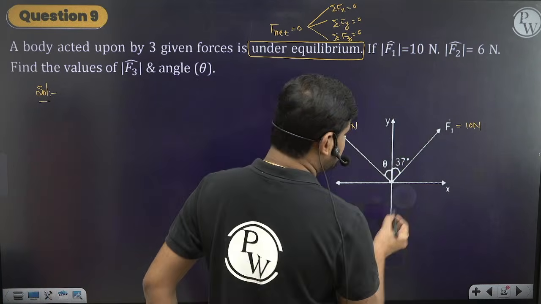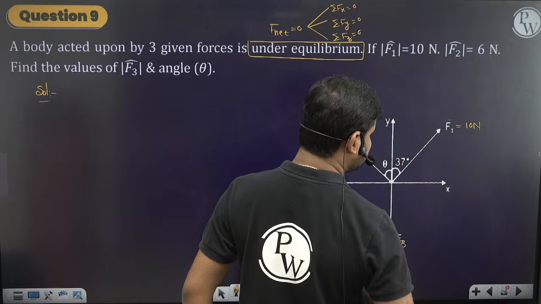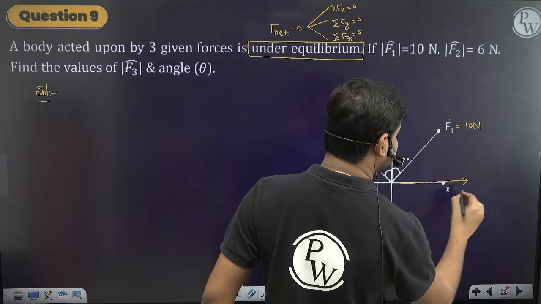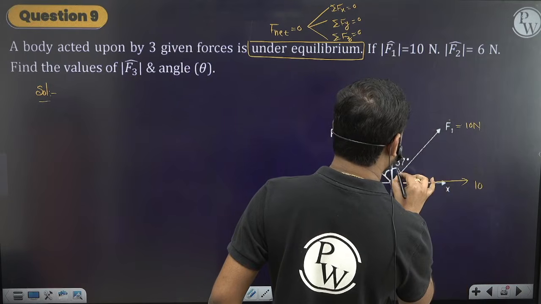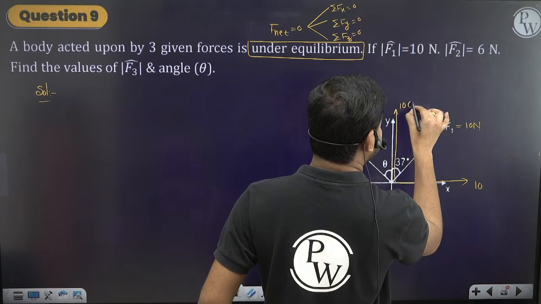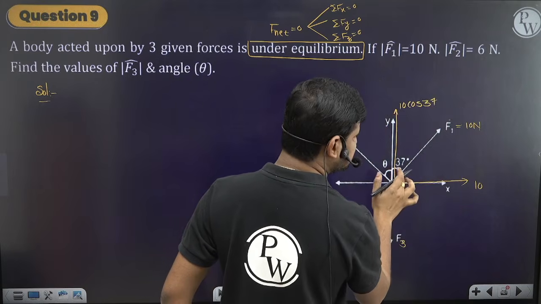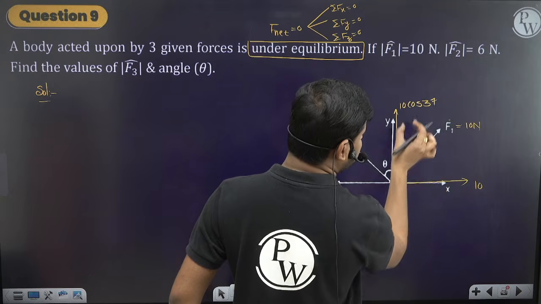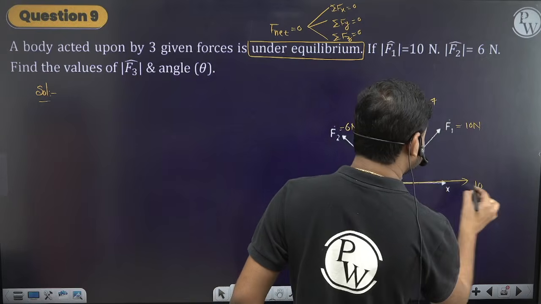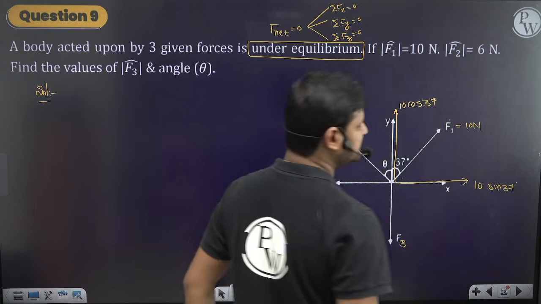So first my duty is, F1 vector has 2 components. Yes or no? So let's find the components of the F1 vector. The magnitude is 10. Wherever the theta is, that side the cos component will come. So theta is on this side, so magnitude 10 into cos 37 comes this side. And on this side theta is not there, so 10 sin 37 comes this side.